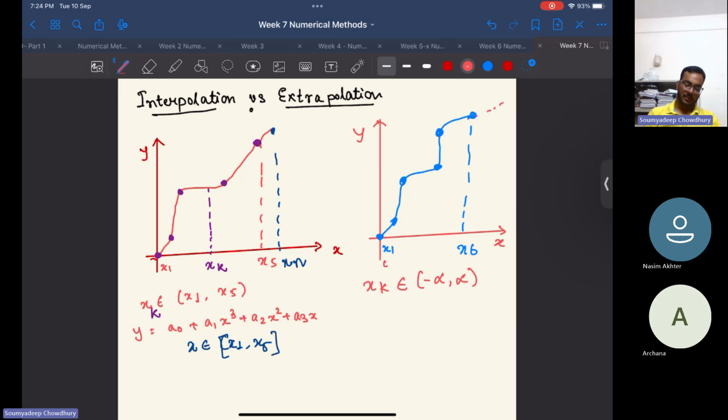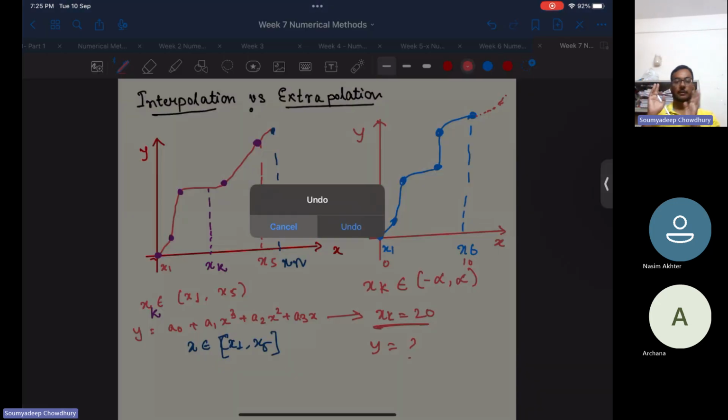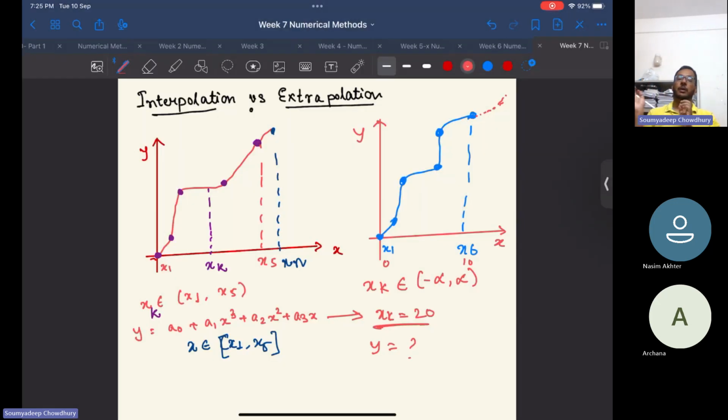Suppose this is 0, this is 10. Your data points are within 0 to 10. However, you want to find the value of the function at some other point, say 20. So basically you can substitute in this polynomial: put x equal to 20 and find the value of y. So that is extrapolation. However, in interpolation, I'm once again repeating the concept, your x value should be within the range of the data points. That is, it should be within the range of the minimum and maximum value of x. It cannot be beyond that range.